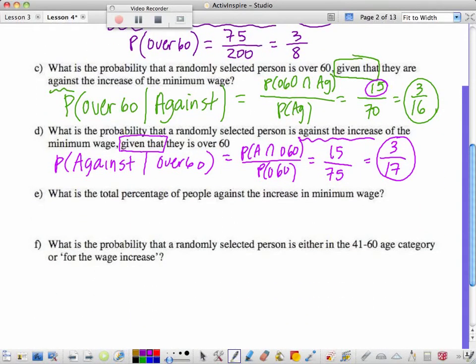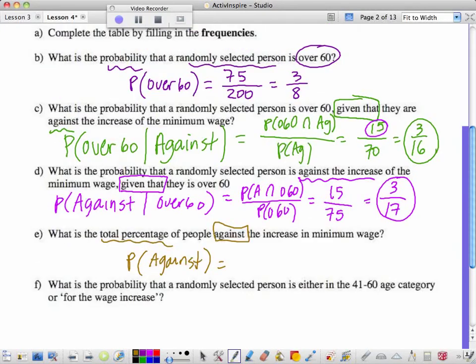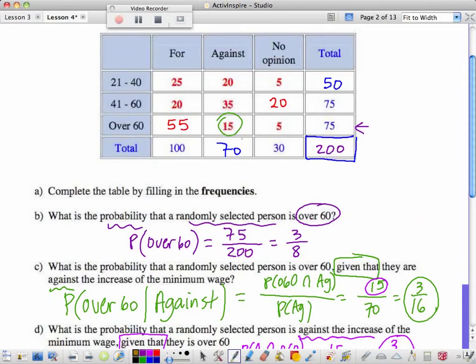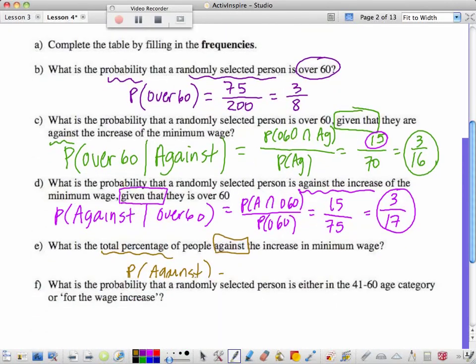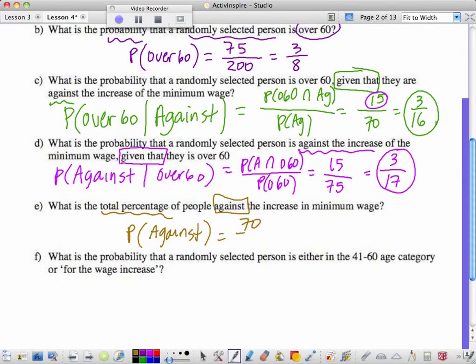Letter E, what is the total percent of people against the minimum wage? So what is the total percent of people against the increase in minimum wage? So that's probability of people against it. So what do we do? We go up here, we look at our column of against. It's 70 people are against, but 70 out of how many? Well, that's 70 out of 200. Right? It says total percentage, so I'm going to change this to a percent, and I get 35%. So that's 0.35 as a decimal, which is 35%.